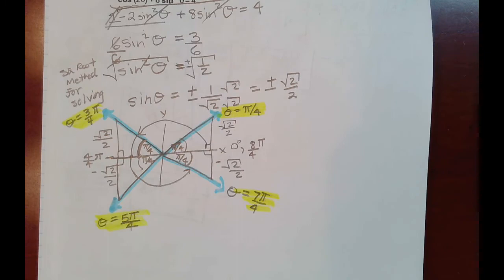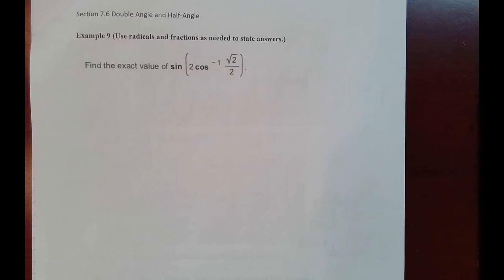Okay, last problem, I believe this is example 9. Use radicals and fractions. That's been the instructions for all of them because they want exact answers, not decimal answers. So this one, you're going back to section 7.1 where you were learning about inverses and the fact that inverses are angles.